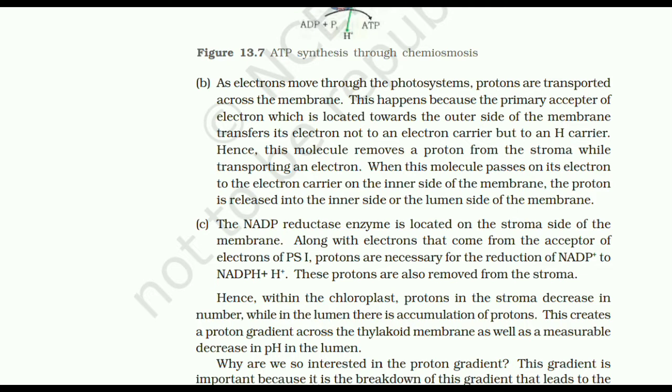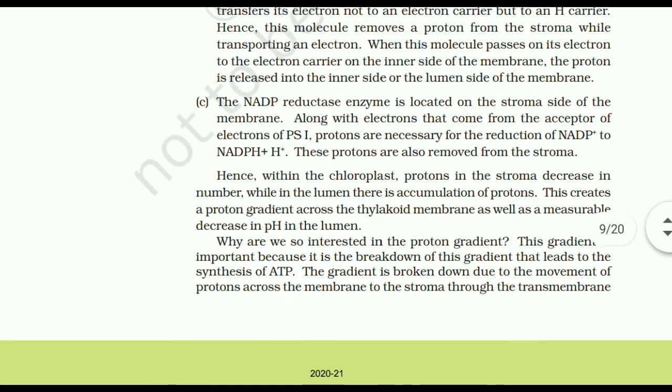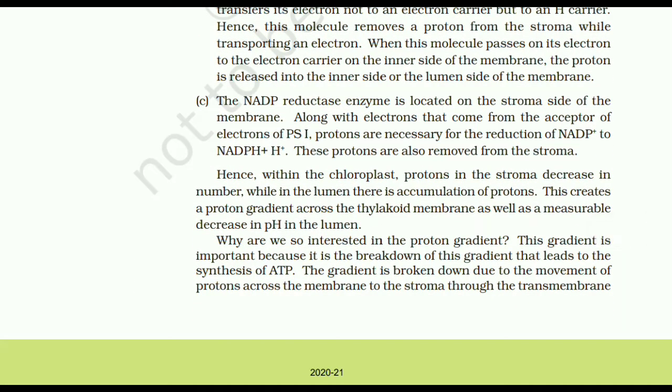C. The NADP reductase enzyme is located on the stroma side of the membrane, along with electrons that come from the acceptor of the electrons of PS1. Protons are necessary for the reduction of NADP plus to NADPH plus H plus. These protons are also removed from the stroma. Hence, within the chloroplast, protons in the stroma decrease in number, while in the lumen there is accumulation of protons. This creates a proton gradient across the thylakoid membrane as well as a measurable decrease in pH in the lumen.